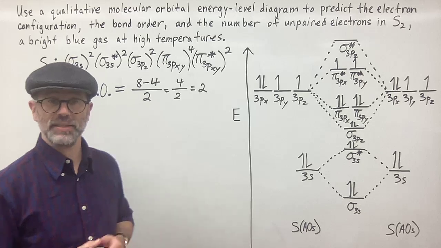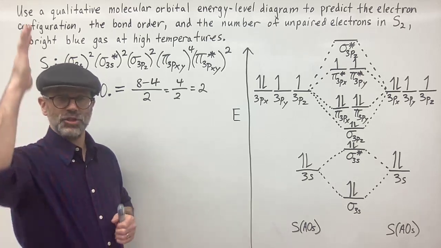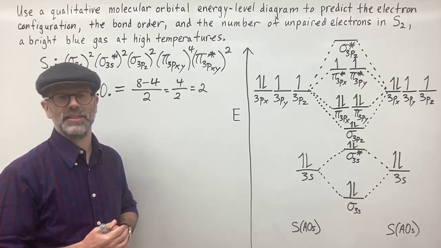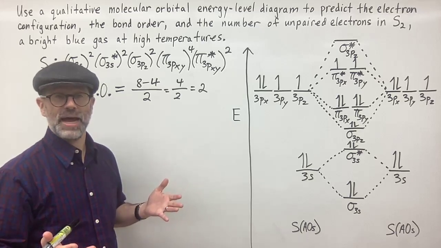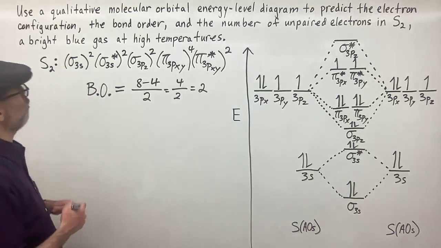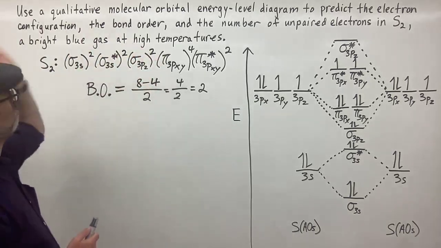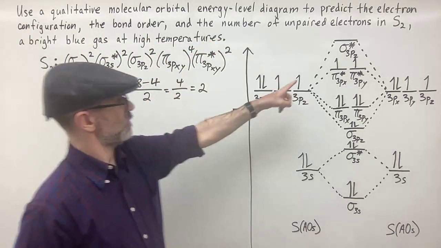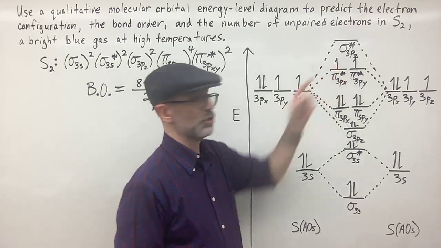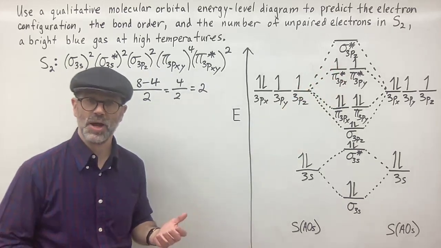So we would expect the same thing, because why? Oxygen and sulfur are in the same group, same family on the periodic table. So we would expect them to have the same characteristics, right? And so far, so good. And now what about, what was the other thing? The number of unpaired electrons. So that's really easy. We just look at our orbital diagram. We have 1 and 2. So we have 2 unpaired electrons.